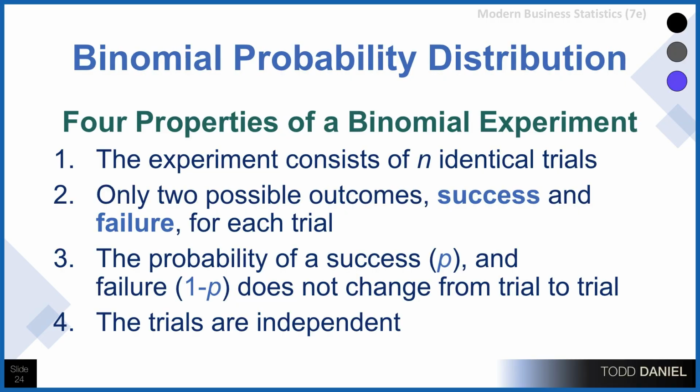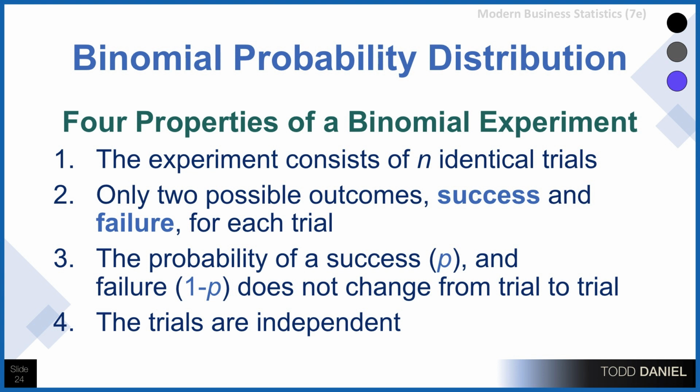4 properties of the binomial experiment. Number 1, the experiment consists of n number of identical trials. Think of flipping the coin. You flip the coin, it's identical to the next flip of the coin. Number 2, there are only 2 possible outcomes, which we would call success or failure. Let's say we were keeping track of the number of heads that were flipped with each flip of the coin.